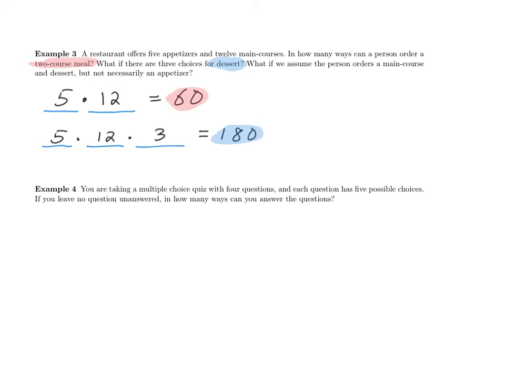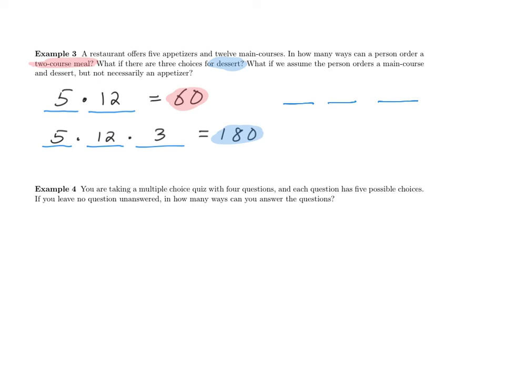Okay, there's a final part here. What if we assume the person orders a main course, so they're picking something from here, and they're also going to have a dessert, but they may or may not have an appetizer. So how many different possible meals could they have? So for this one, there's still 3 choices. So I'm going to draw, let's see, we have 1, 2, 3.